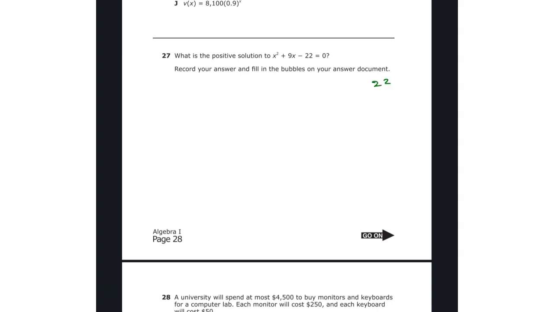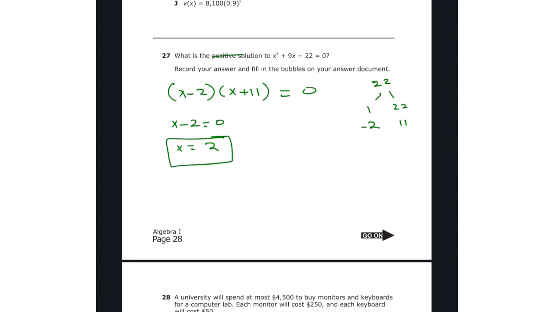So for 22, we have 2 choices, 1 and 22. There's no way I can get 9 from here. I also have 2 and 11. There is a possible way to get 9. The only way we can get positive 9 is for the negative to be on the smaller number. So this is going to give us (x minus 2)(x plus 11) equal to 0, x minus 2 equal to 0, so x equal to 2. It says we want the positive solution, so this is all we need to do.